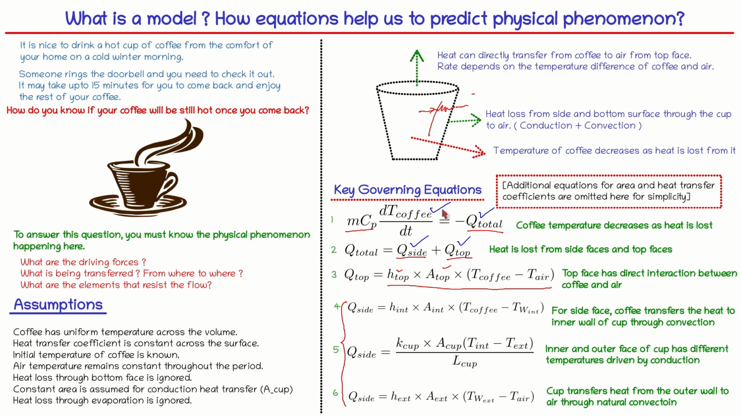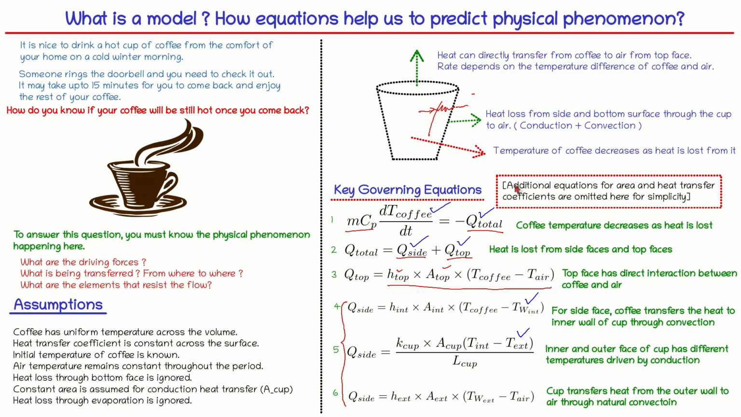Then we have T coffee is already accounted. T air is a known value, so we don't have to solve. But we need to know the internal wall temperature and external wall temperature of the mug. So we have 1, 2, 3, 4, 5, 6 unknowns and 6 equations. So this is a balanced system that can be solved.